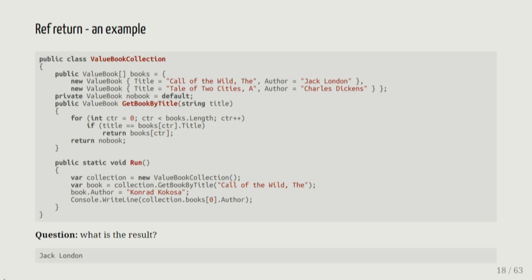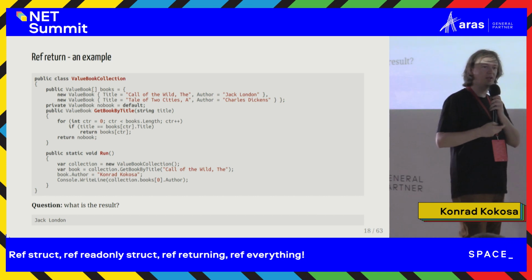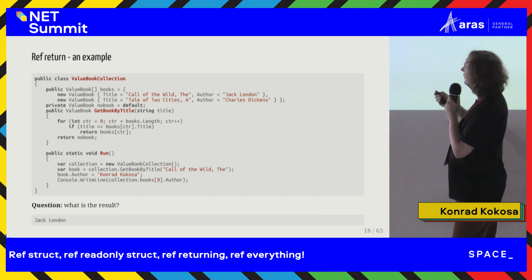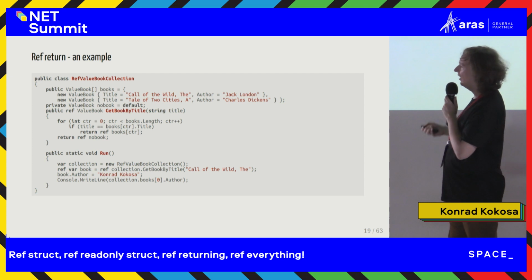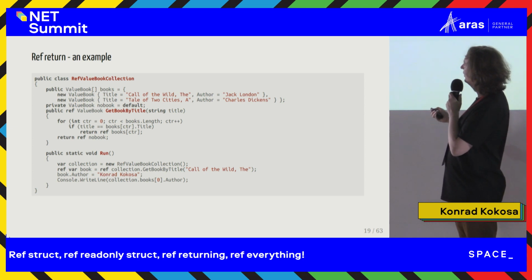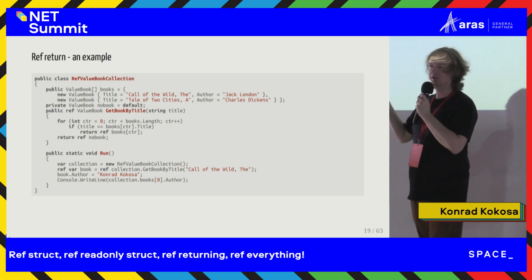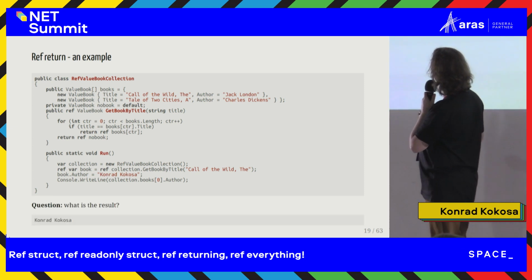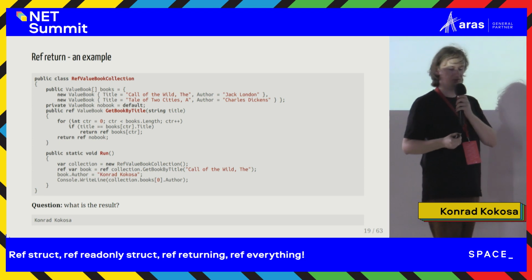So in this case, the result will be that the original book wasn't changed, because we are here modifying the copy of the structure from inside this collection. And we can operate on the original value by ref returning it. So we can now use these ref keywords to return a book from inside the collection and assign it to a ref local book, and then operate on this reference to the structure inside this collection. And now it will work, because we are operating on the reference to the particular structure inside the collection.